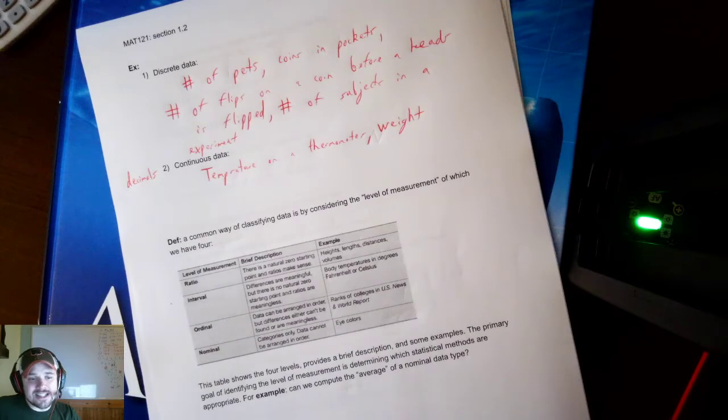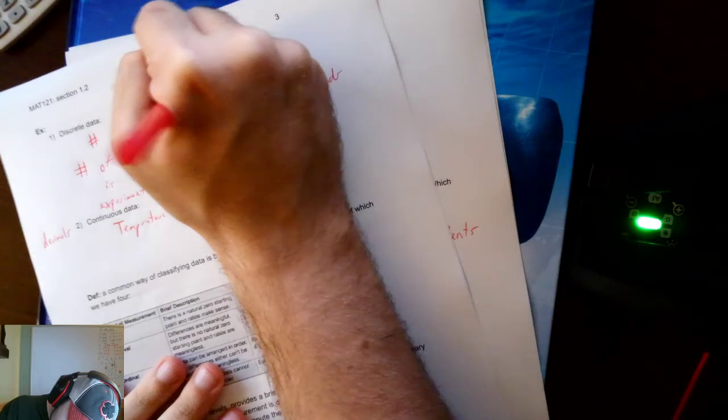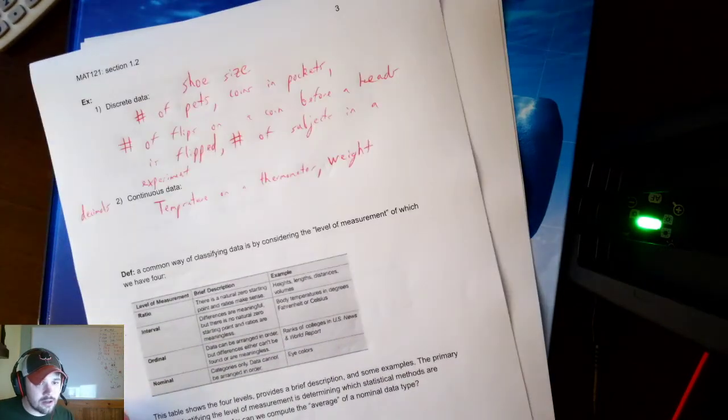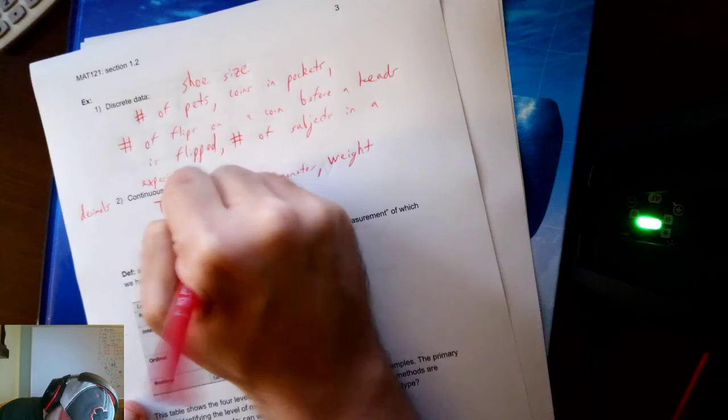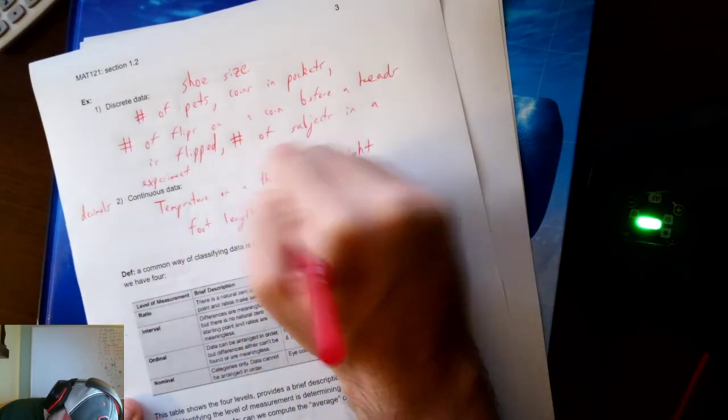If someone says they wear a size 9.5 shoe, what's the next shoe size? A 10. If someone says their foot is 10.6 inches long, what's the next possible length for a foot? Could be anything, right? It could be 10.65213, could be 10.7, maybe it's 11. Length of foot in inches and shoe size are 2 ways to measure the same thing. One is discrete, shoe size. You can list all of the shoe sizes out. The other one, foot length in inches.